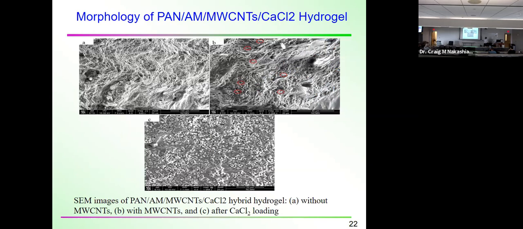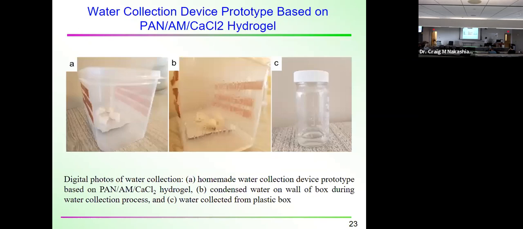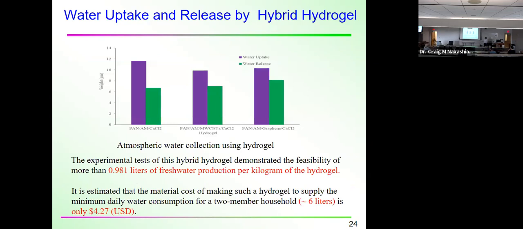These are some SEM images of that hydrogel. And suppose these are the hydrogel. This is a plastic box. Keep it outside to absorb the moisture in a low humidity area, and then cover it during daytime. You see, after evaporation and condensation, you can collect water from your box. And the performance of this material: for 1 kg of hydrogel, you can collect at least 980 ml of fresh water.